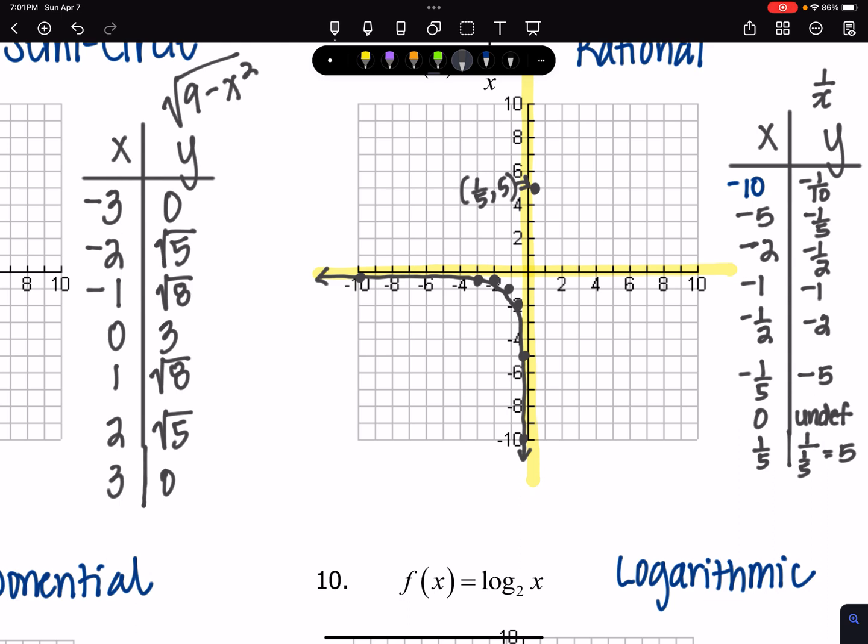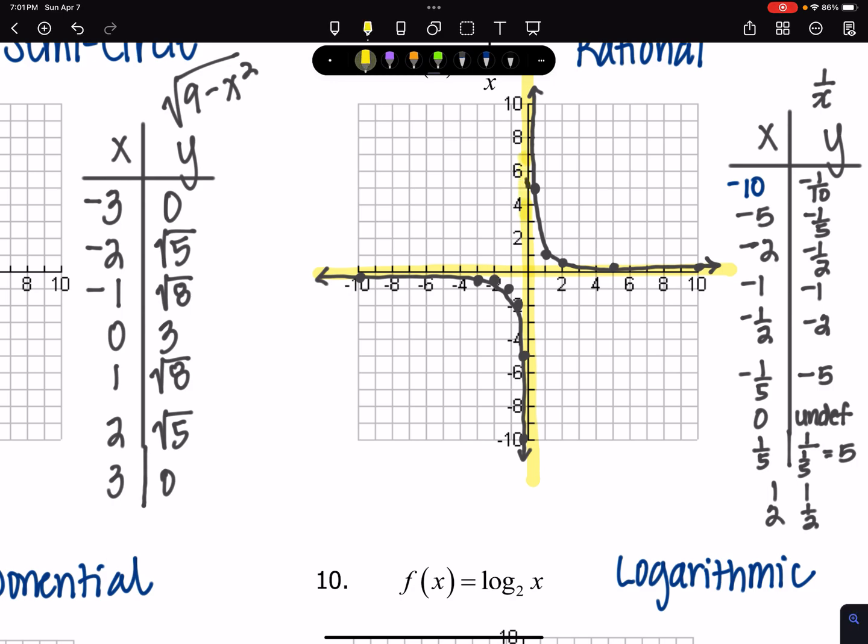When you put a 1 in, 1 divided by 1 is 1, you get a 1 out. When you put a 2 in, 1 divided by 2 is 1/2. When you put a 5 in, 1/5. When you put a 10 in, 1/10. So when you put positive values in for x, you end up in quadrant 1. So both parts of those curve make the rational function.